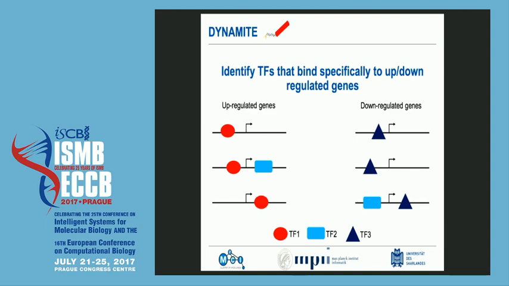Here, three different transcription factors are shown. For example, you can see that the red TF is preferentially binding upregulated genes, so it seems to be activating those. Whereas in downregulated genes, there's the other one, TF3, the pyramid, which seems to be repressing these in this cell type, or has been active in the other condition that you compare to.